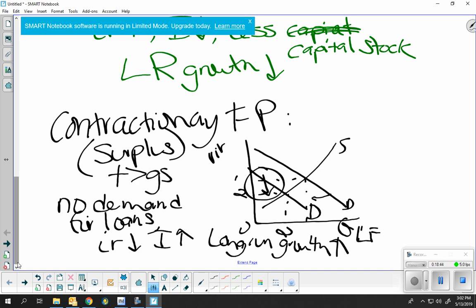I implied it. It's yes. Same thing. It's more capital stock, more economic growth. Okay, we're done with fiscal policy. Now let's talk about monetary policy.